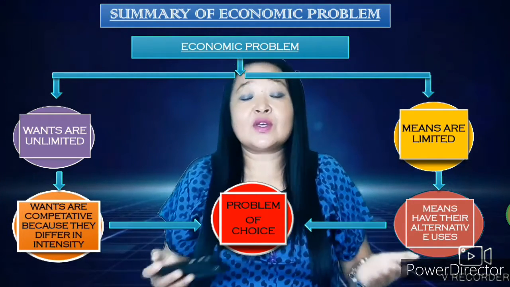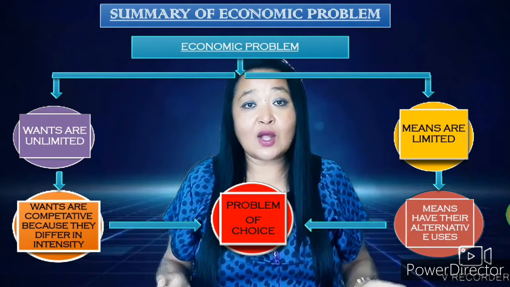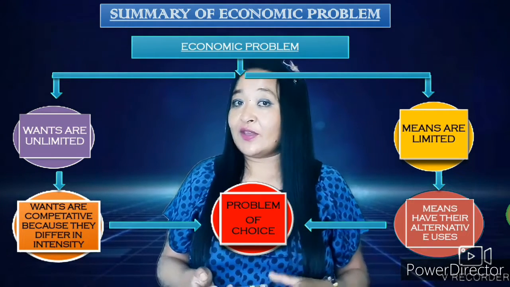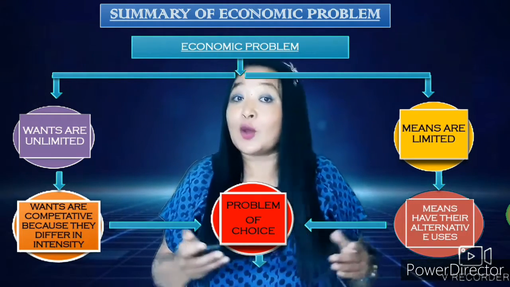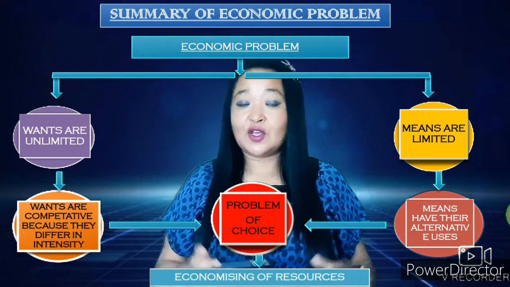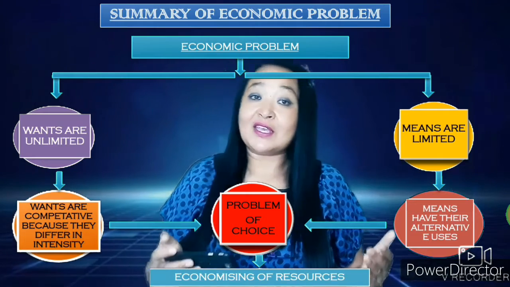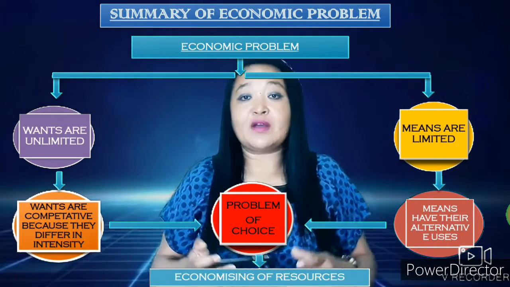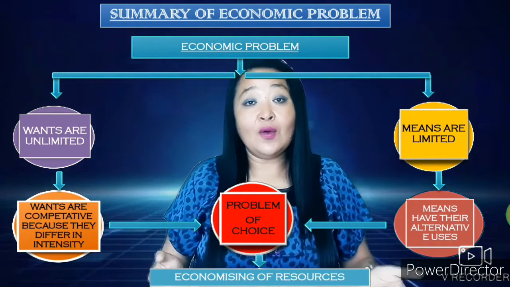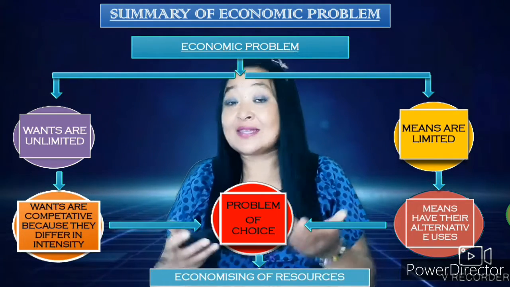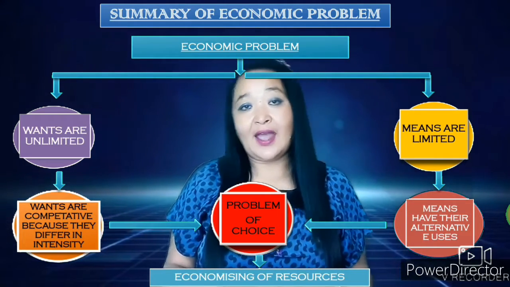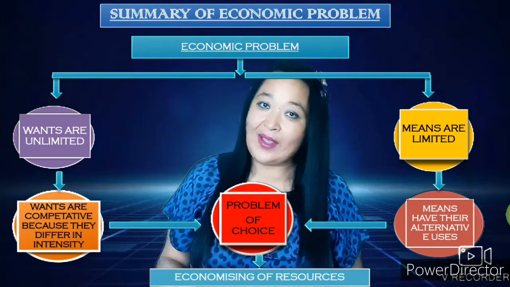So how are we going to solve this problem then? We can solve this problem by economizing the resources. Economizing the resources means making use of the resources fruitfully. How? By allocating these resources effectively, efficiently and wisely. Well, so this is what we learned today.